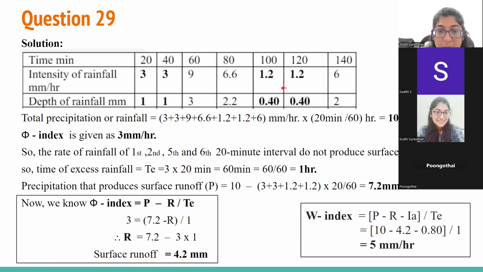So here, if we remove all of this, the time of excess rainfall is only for three values, 1, 2, and 3. So 3 into 20, 60 minutes, which is basically 1 hour. So precipitation is 10 mm. You have to subtract 3 plus 3 plus 1.2 plus 1.2 from it, multiplied by 20 by 60, 7.2 mm. The phi index is equal to P minus R by TE. We know it is 3. So 7.2 minus R by 1, which is again 7.2 minus 3 into 1, will give the runoff as 4.2 mm.